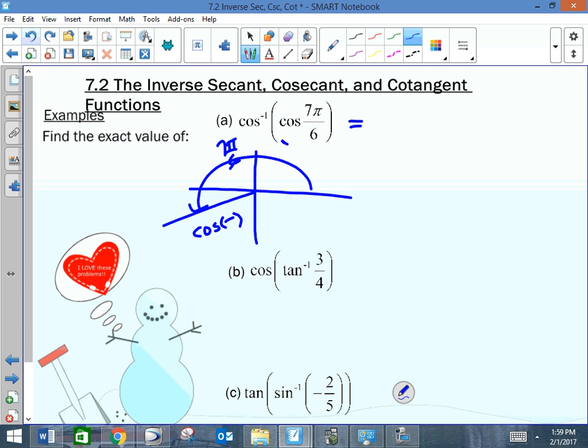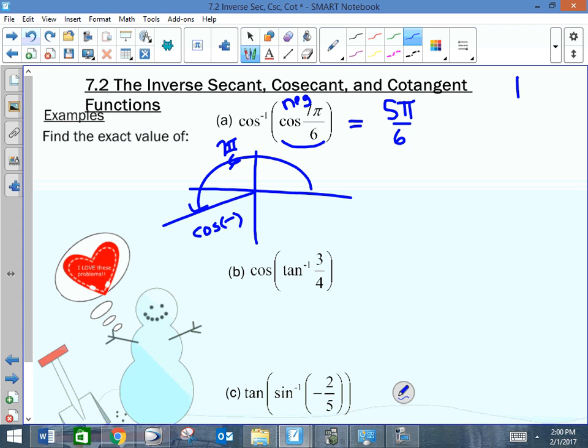Okay, this right here has a negative value, correct? Okay, so we have to figure out the angle that will give us a negative cosine, which would be the second quadrant or the fourth quadrant. Second. So 5 pi over 6. Because cosine would be.